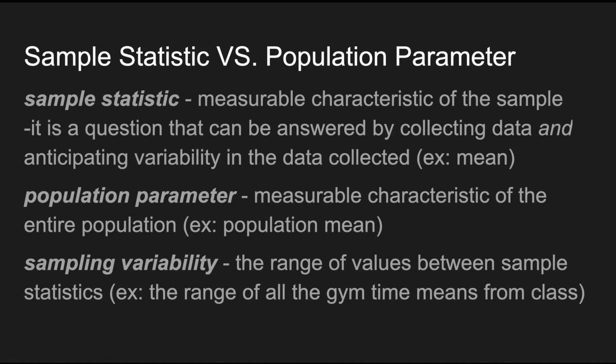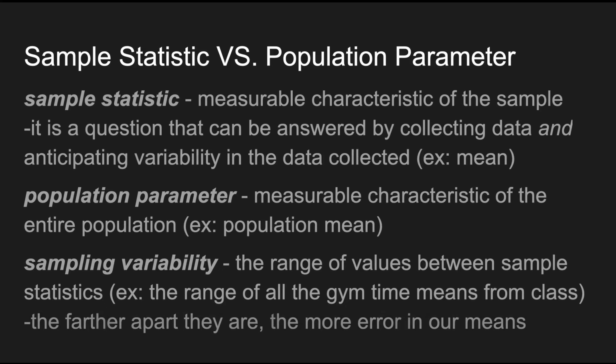So if everybody in the class had taken a sample of 5, then we would look at the highest and the lowest of those means and find out how far apart they actually were. That's our sampling variability. The farther apart they are, the more error we have in our means. Now, what effect does sample size have on our sampling variability and our error?